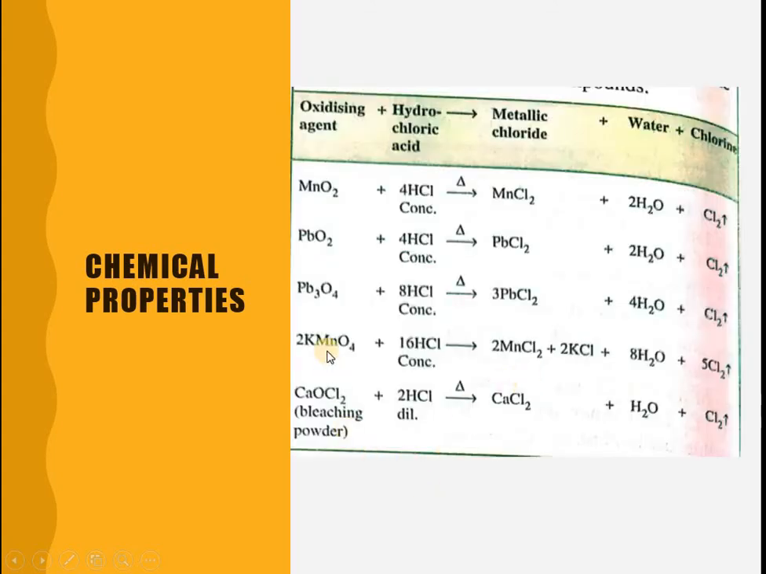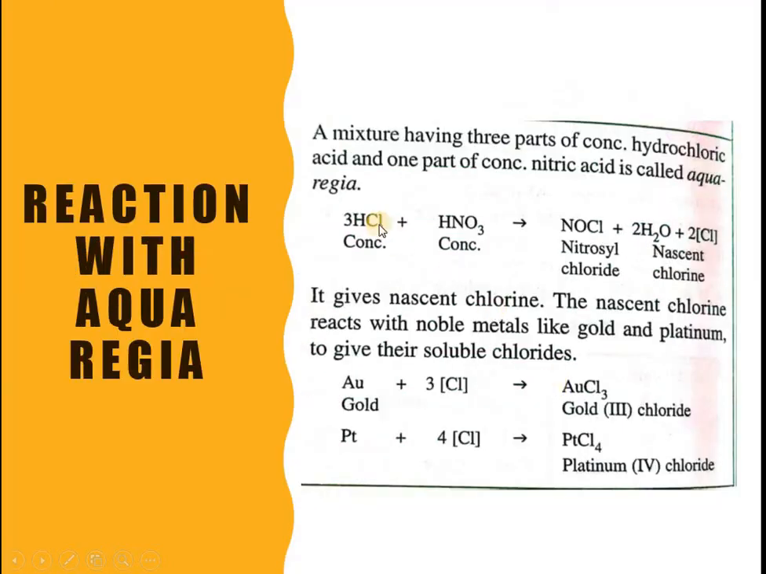Then oxidation of hydrochloric acid. If hydrochloric acid is reacted with any oxidizing agent, we get the metallic chloride, chlorine gas is evolved and water is formed. Now this is called aqua regia, a mixture of 3 parts of concentrated hydrochloric acid and 1 part of concentrated nitric acid. So you get nitrosyl chloride, nascent chlorine as well as water. This nascent chlorine reacts with noble metals like gold and platinum to give soluble chlorides.